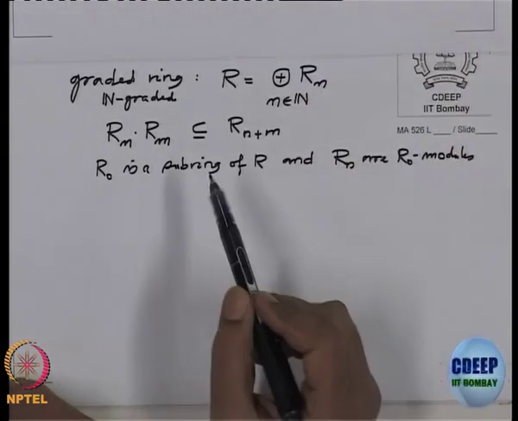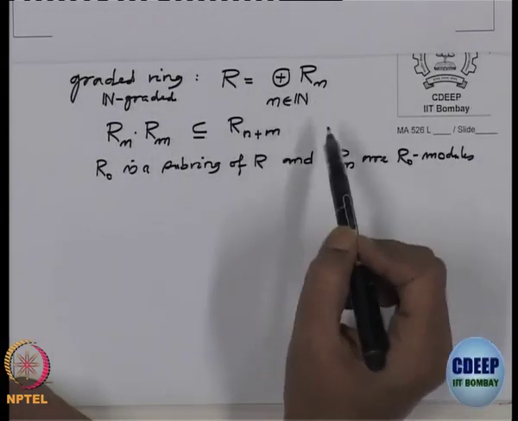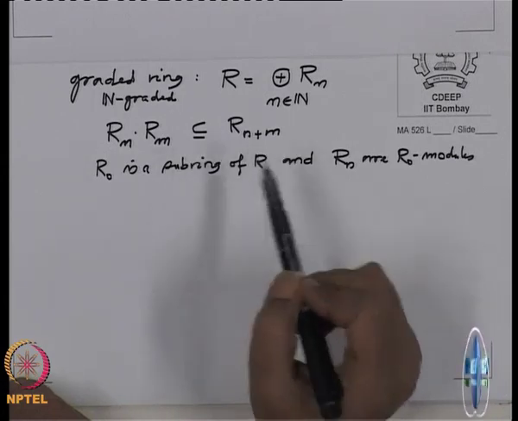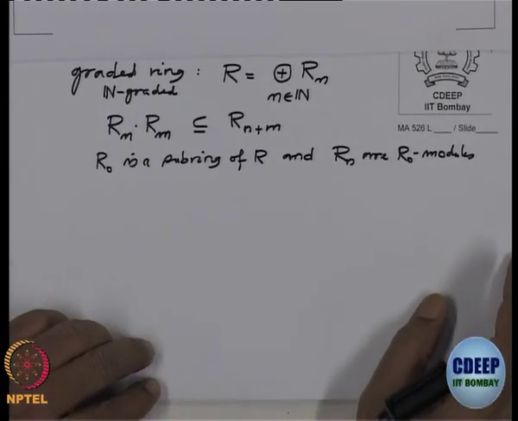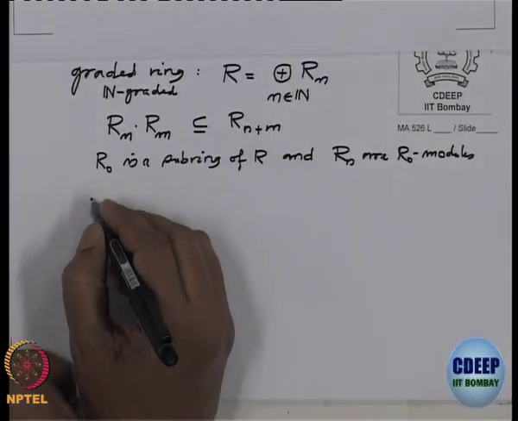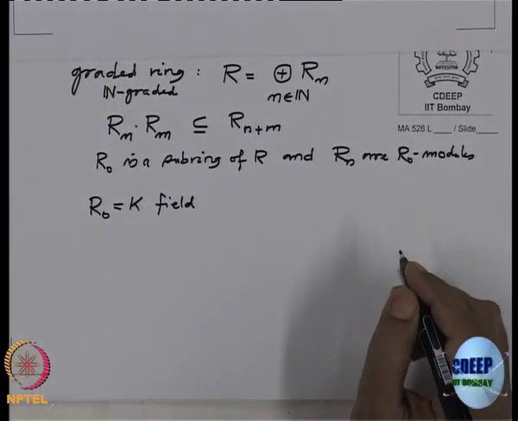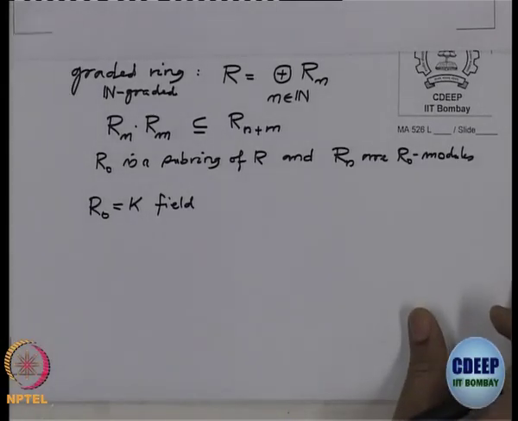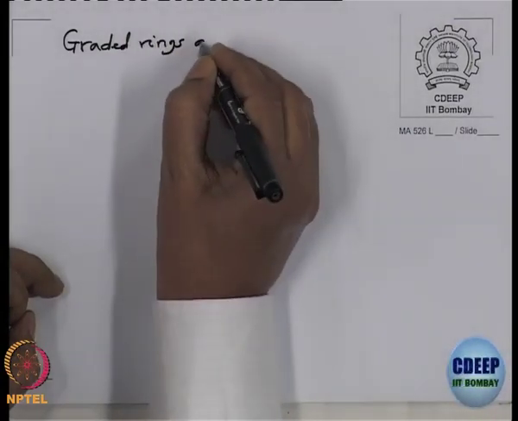Imitating that, generally one defines a graded ring as a direct sum of R_n, where n varies over N, with the property that R_n times R_m is contained in R_{n+m}. In particular, this gives that R naught is a subring of R, and the R_n are all R naught modules. In the above polynomial case, R naught is actually a field. Therefore, we could talk about the vector space dimension and so on. So, let us quickly digress about graded rings and modules.